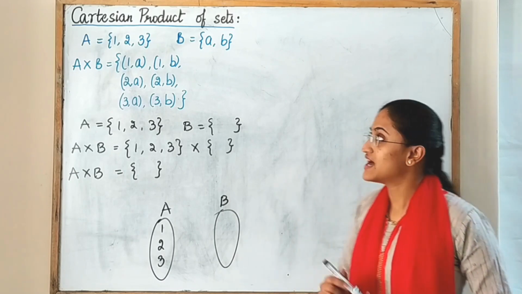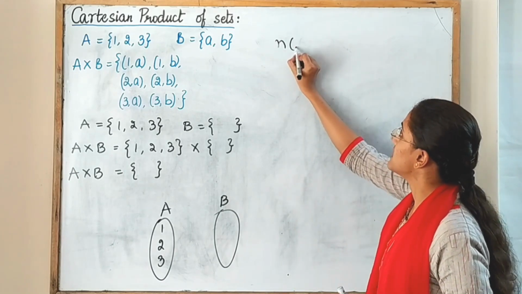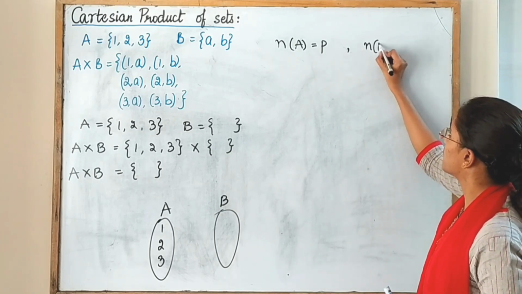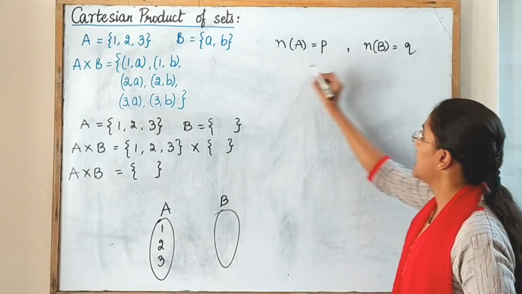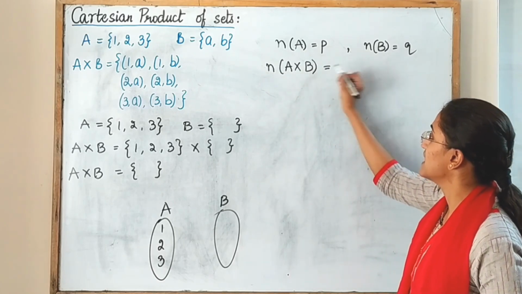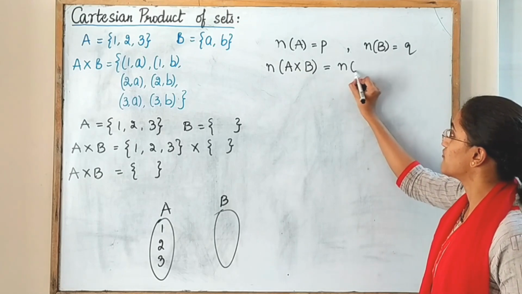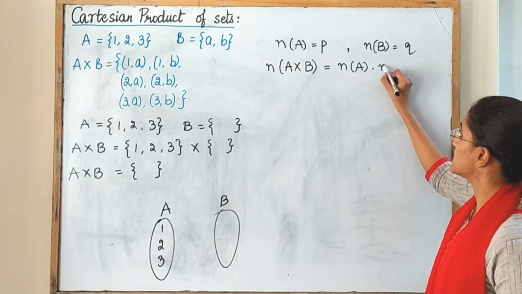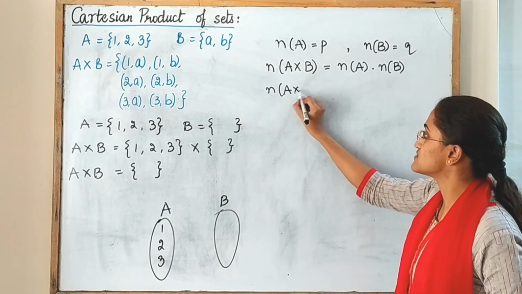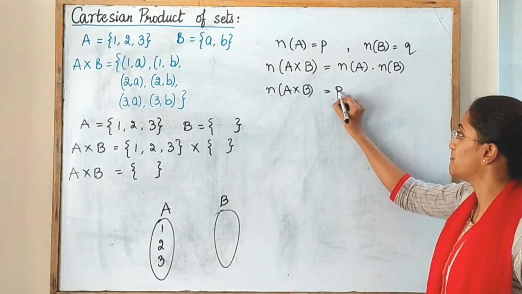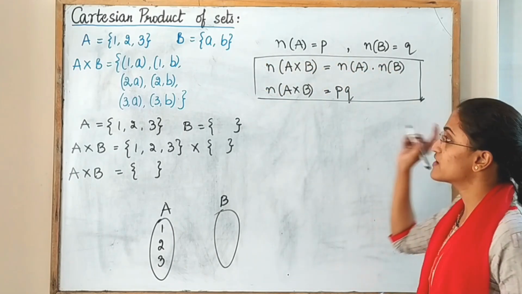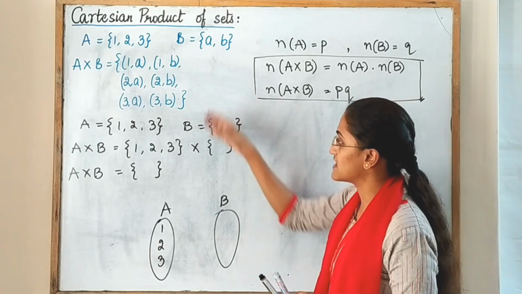Recall another formula: if the number of elements of A is equal to P and the number of elements of B is equal to Q, then the number of elements in the Cartesian product A cross B will be equal to the number of elements of A times the number of elements of B, and hence n(A cross B) will be nothing but P into Q. You can verify with this example actually.